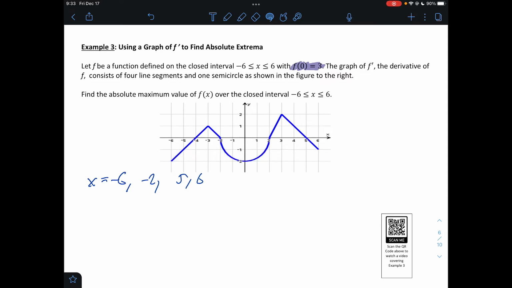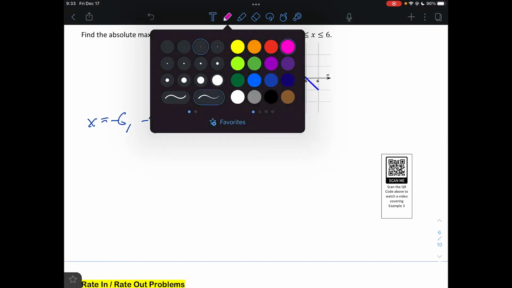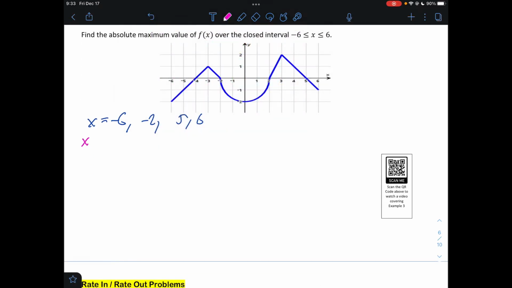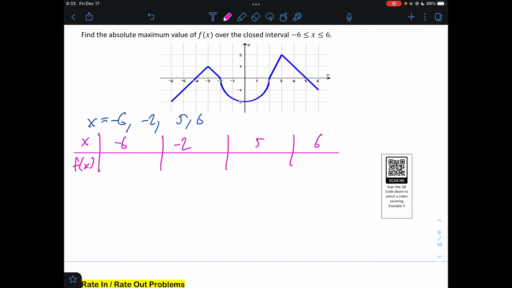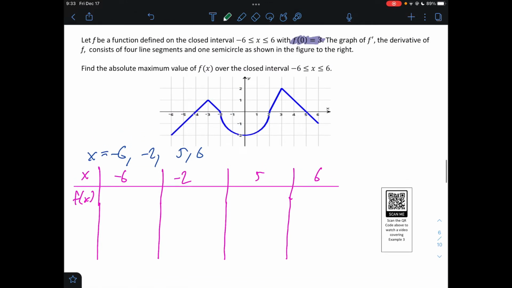Okay, so we have 4 possible answers for our absolute maximum. We know negative 2 and 5 are definitely relative maximums, but we don't know if they're the absolute or not. So we got 4 options here. And remember, what we got to do is check all these one at a time. So x, f of x. We have negative 6, negative 2, 5, and 6. I'm going to make these a little bit bigger here because we got some work to do to find each of these. Okay, so let's start with negative 6, right?